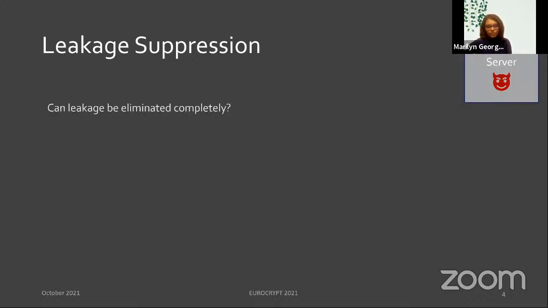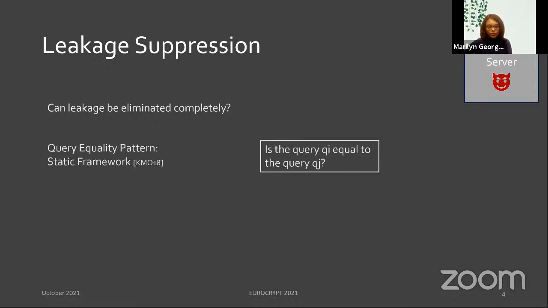So the question in leakage suppression: can leakage be eliminated completely? This question has been answered for different aspects of leakage. One of the first patterns to be talked about is the query equality pattern, or is the query Qi equal to the query Qj? So if the scheme reveals this particular information to the adversary, we say that it leaks the query equality pattern. And it was shown in 2018 that there was a static framework that would suppress the query equality.